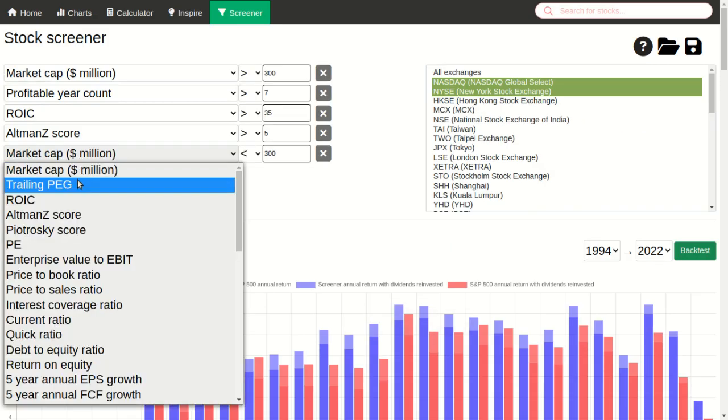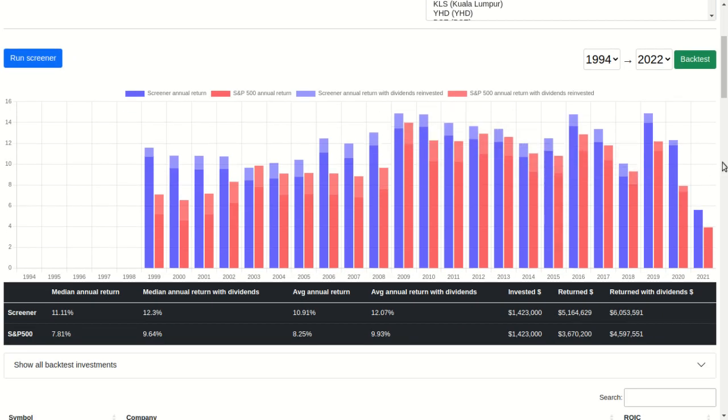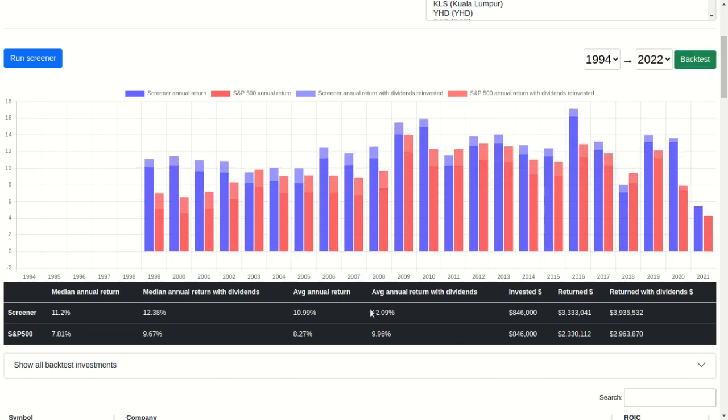Next up, let's add something related to how expensively the stock is priced. So I'm going to use the trailing PEG ratio. The trailing PEG ratio is just the PE divided by the growth in the past 7 years. And in this case, I want, let's say, 1.8. So this means that the PE ratio is roughly 1.8 times higher than the growth. So if growth, let's say, is 10%, then I am okay with an 18 PE ratio. And let's see our results. So it was 12%, and it got just a tiny bit higher.